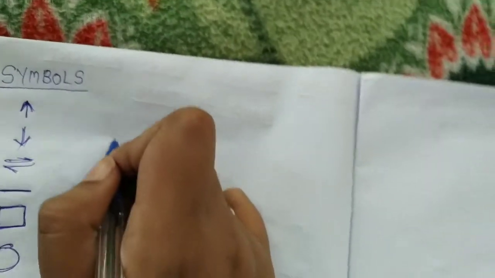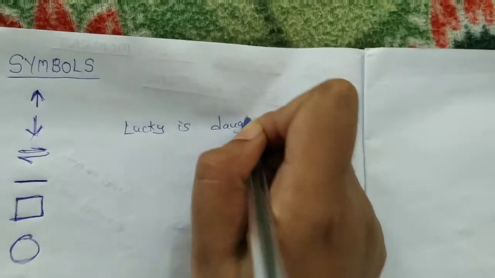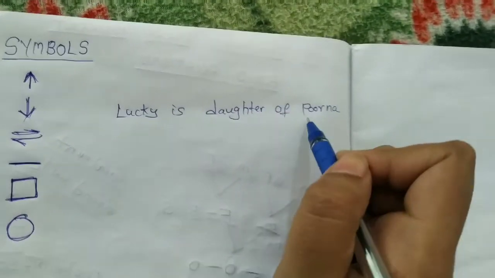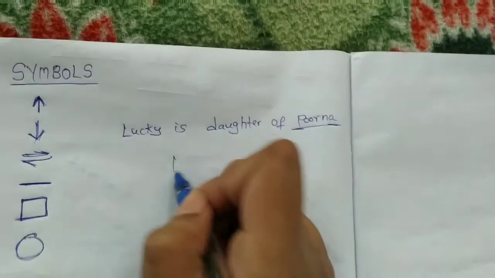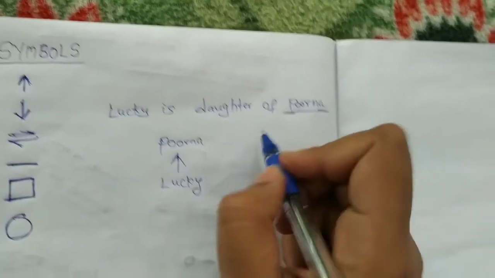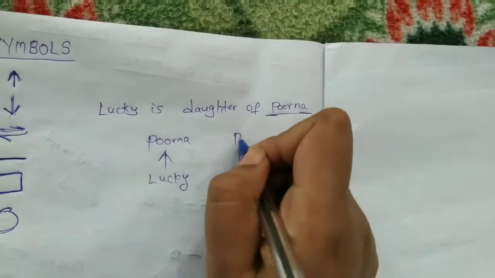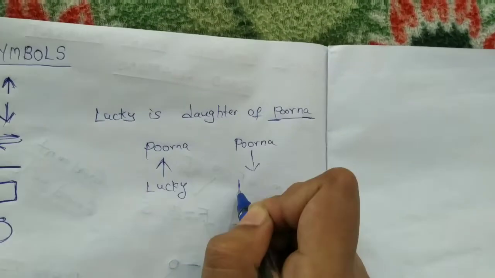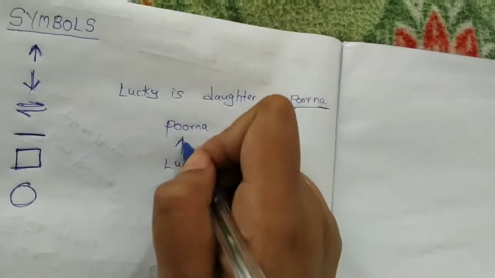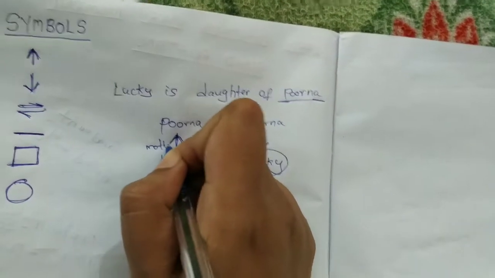See, up arrow is used for the above generation. For example, Lucky is daughter of Purna. Then here Purna is mother. Purna is the above generation, right? So Purna, Lucky. Or else we will write like this: Purna, Lucky. Getting? Which means Lucky is in the next generation of Purna. Or else see, this one is mother, this is daughter.